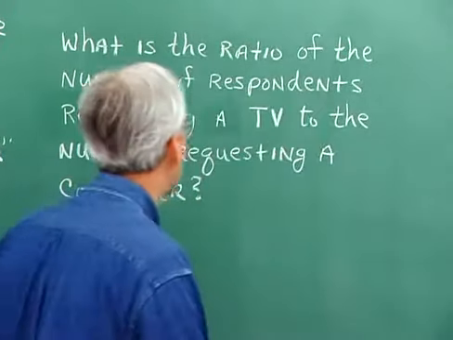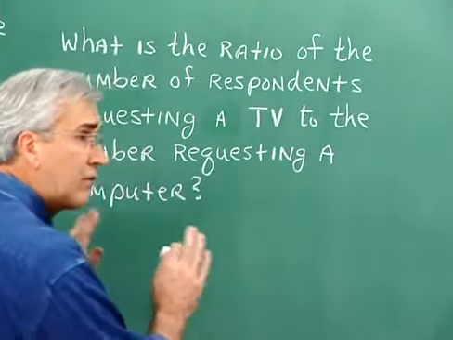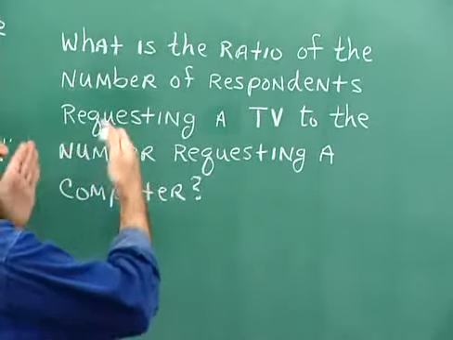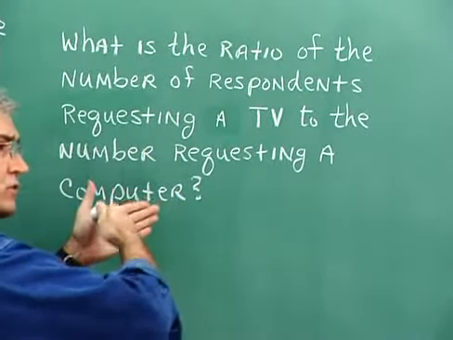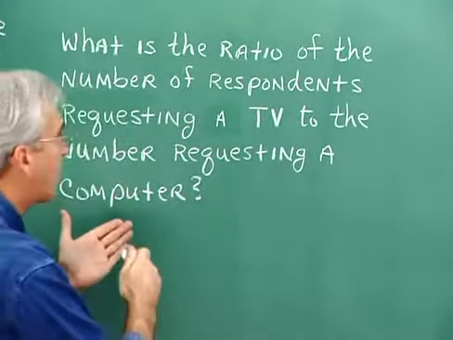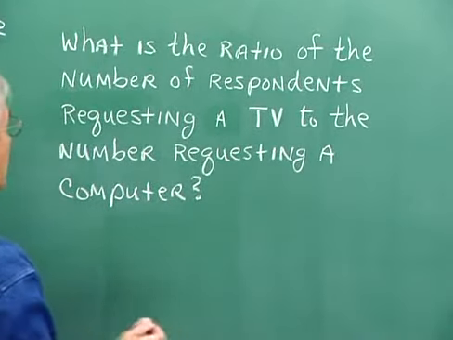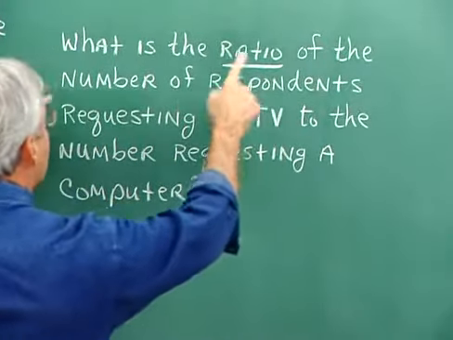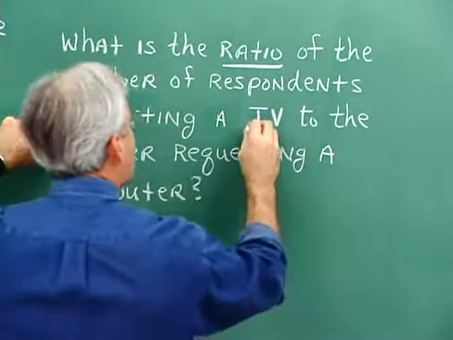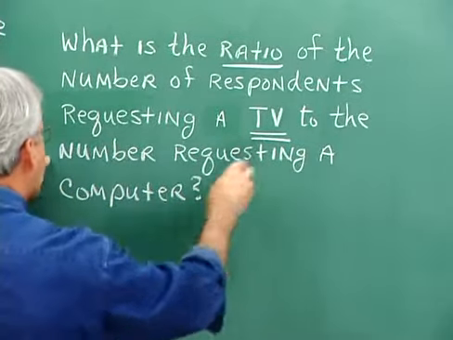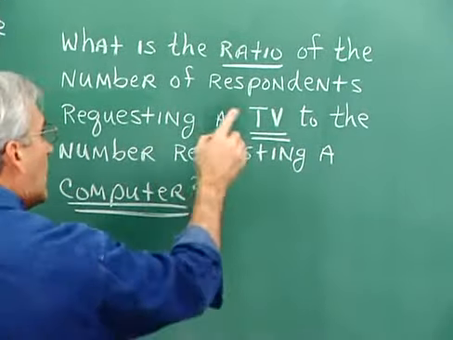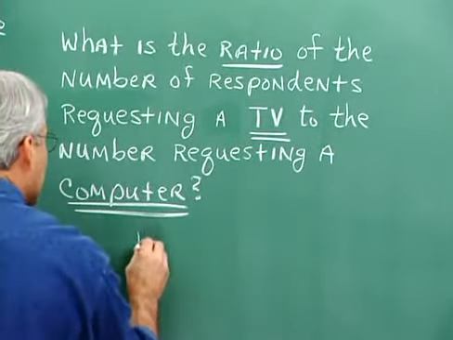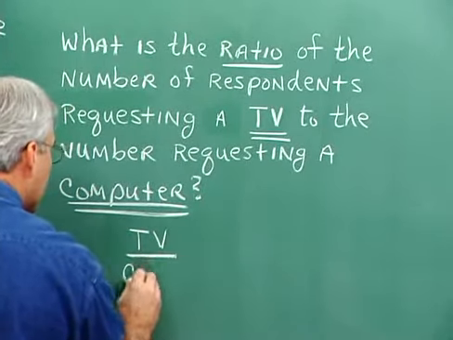So we talked about ratio previously, and we know that a ratio implies a fraction, or that's one way to illustrate it. And when we talk about the ratio of one thing to another, the very first thing that follows the word ratio is in the numerator of the fraction, and the second item is in the denominator. So it's the ratio of the number of respondents requesting a TV to the number requesting a computer. So it's the number for the TV in the numerator, the number for the computer in the denominator. So it's like this. It's TV over computer.